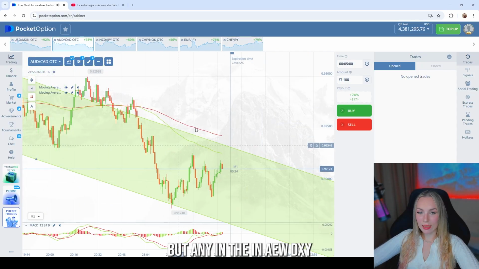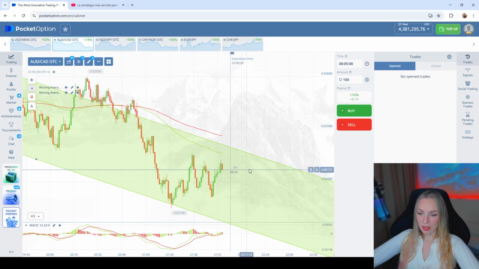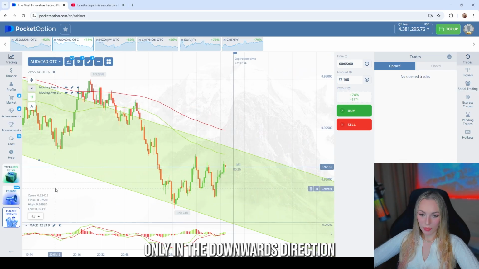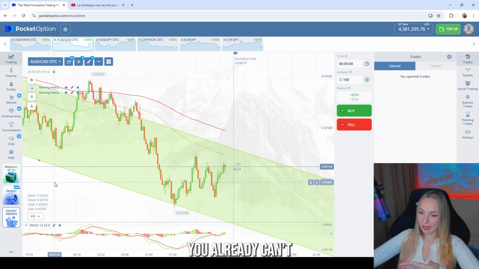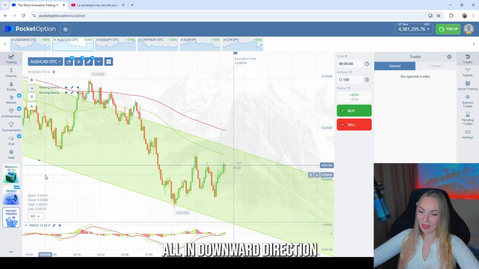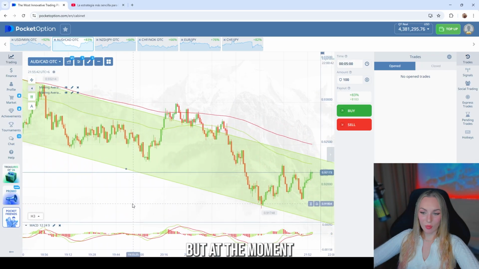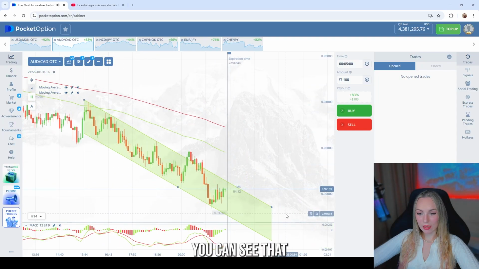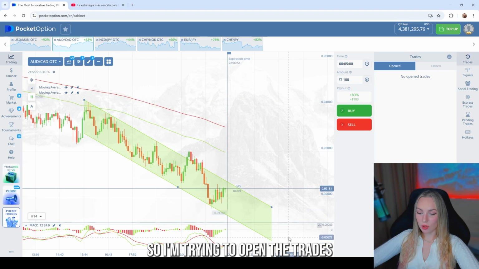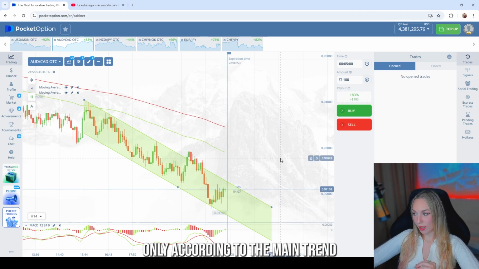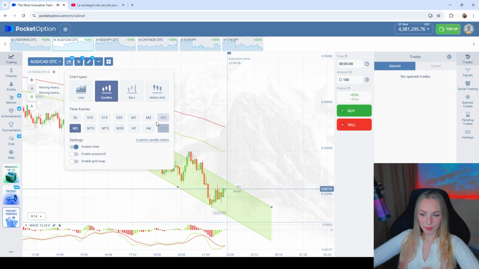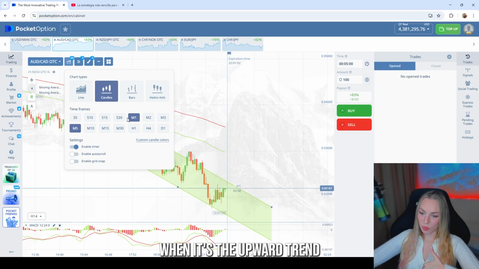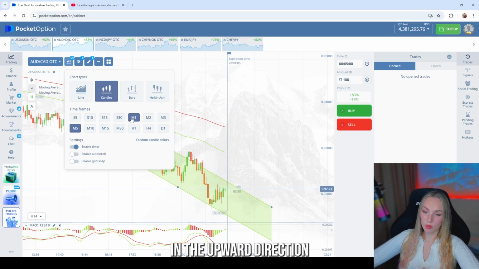But in AUD-CAD I recommend you to open the trades only in the downward direction. Well, probably when you're watching you already can't open the trades in AUD-CAD only in downward direction, but at the moment I did the analysis, you can see that it's a downward trend, so I'm trying to open the trades only according to the main trend. Only when it has the downward trend I'm opening the trades in the downward direction. When it's the upward trend I'm opening the trades in the upward direction.